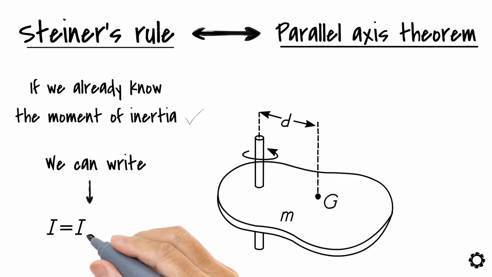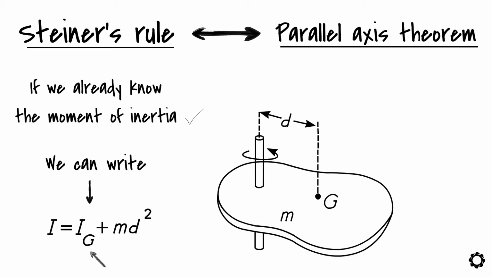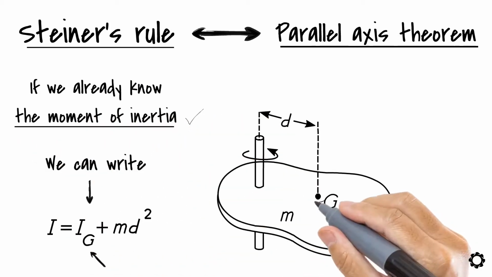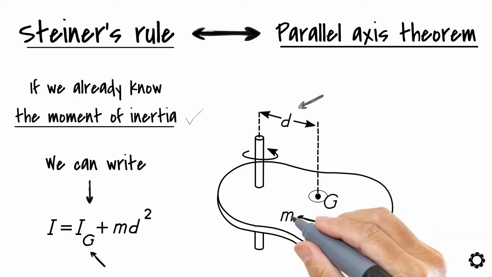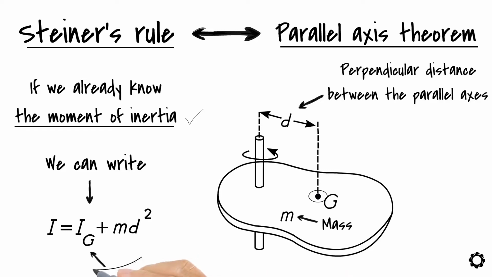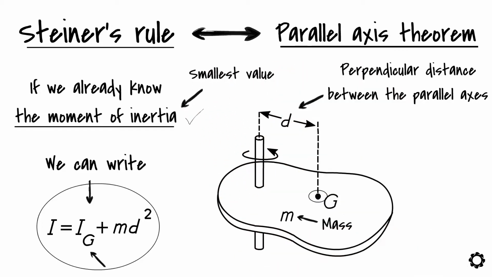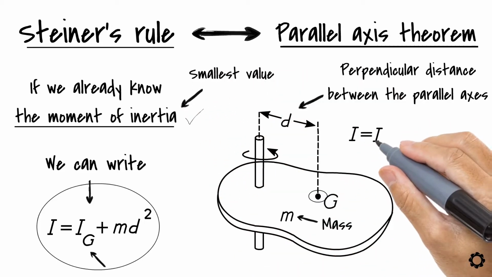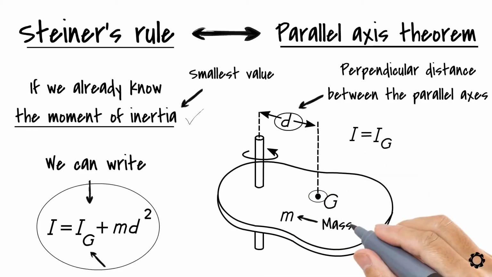I equals Ig plus m times d squared, where Ig is the moment of inertia with respect to the center of mass of the object, m is the mass of the object and d is the perpendicular distance between the parallel axes. From the equation, you can make one statement, which is that the moment of inertia has the smallest value when it equals the moment of inertia with respect to the center of mass of the object, or when the distance between the parallel axes, d, is equal to 0.